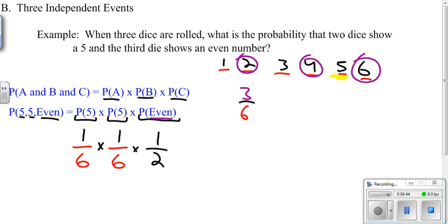So 1/6 times 1/6 times 1/2 is going to be our probability in the end. That's going to give us 1 over 72. So 1/72 is our probability that we will get 2 fives and an even number.